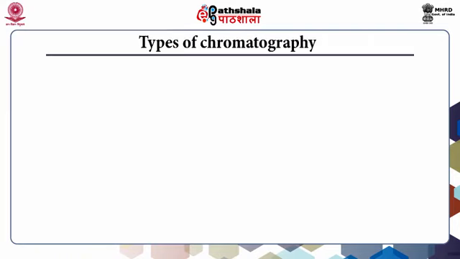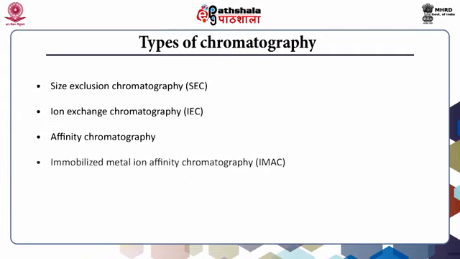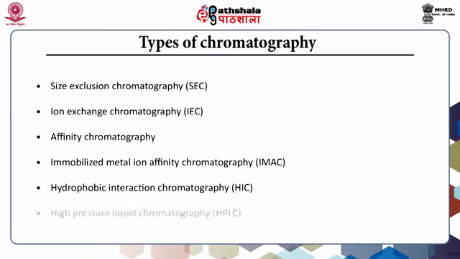There are a number of chromatographic methods that are in use for purification purposes. The major types of column chromatography include size exclusion chromatography, ion exchange chromatography, affinity chromatography, immobilized metal ion chromatography, hydrophobic interaction chromatography and high pressure liquid chromatography. Usually, a protocol for protein purification may contain one or more chromatographic steps. It is essential to choose the most appropriate chromatographic method for optimized protein purification.